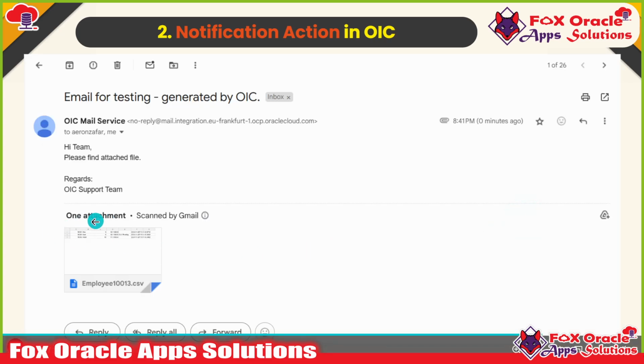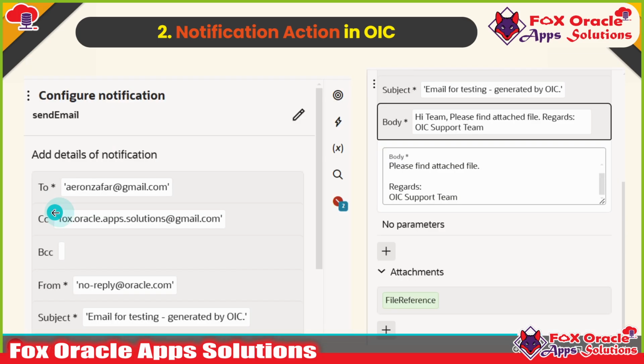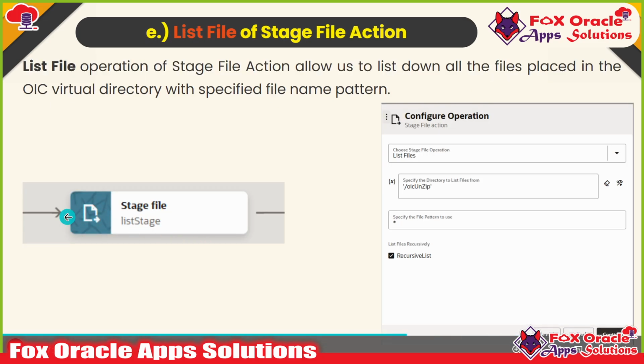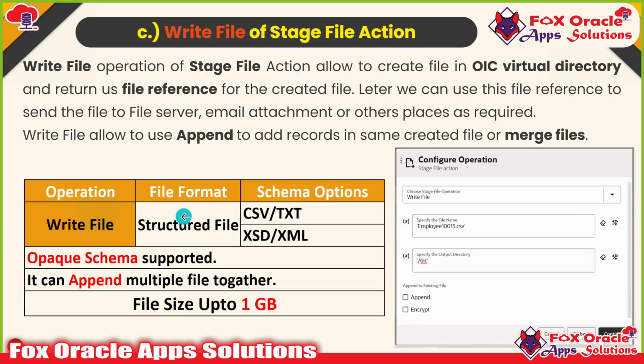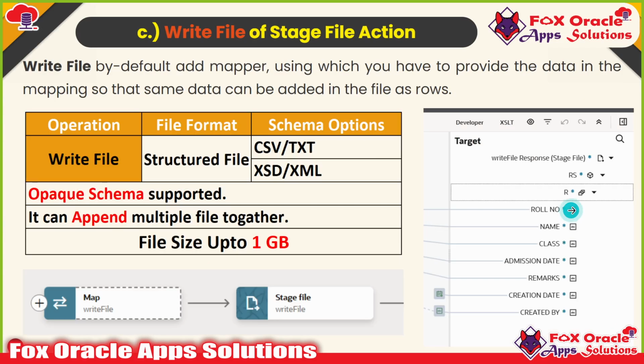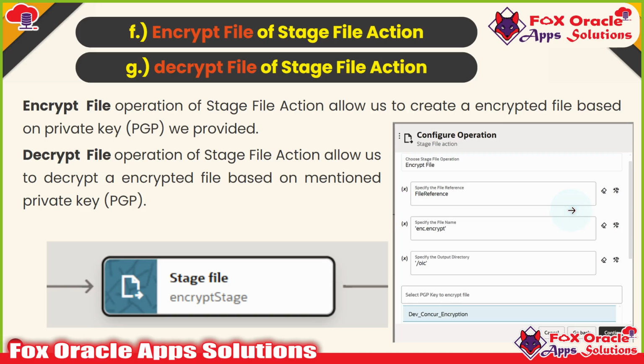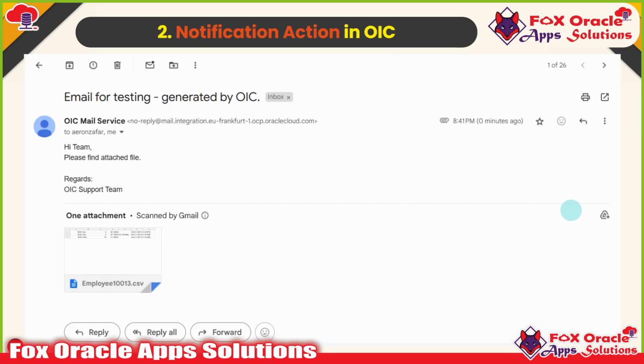So here you can see this is the attachment file, and the file name is the same as the one we created, employee 10013.csv. This is the same file name I used while using the write file operation. For example, I added a screenshot here. You can see employee 10013.csv. So this is all about stage file operations and the notifications.